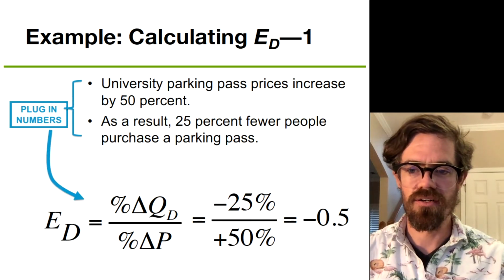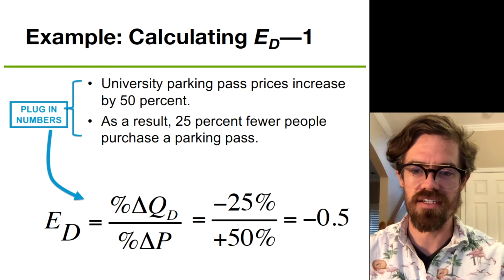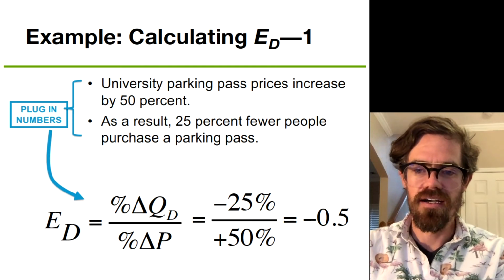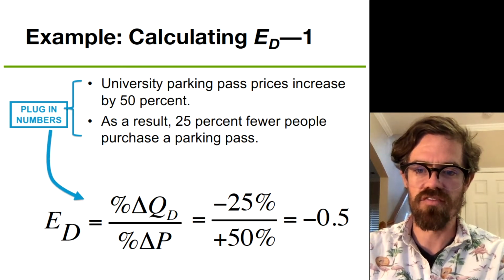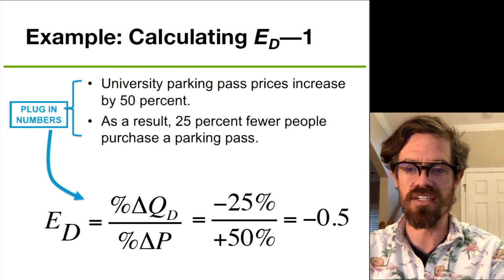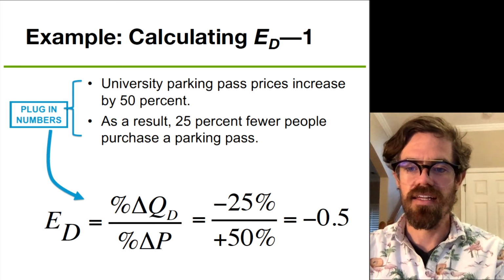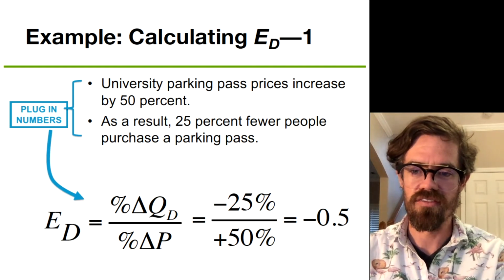So here's an example, a way to calculate it if we were given some values for these things. Suppose that university parking pass prices increase by 50%. That's percent delta P, so that goes in the denominator as plus 50% because it is an increase. Suppose as a result, the university observes 25% fewer people purchasing a parking pass, a decrease of 25%, or negative 25%, which goes in the numerator. If we plug those into our formula, that spits out a negative 0.5.